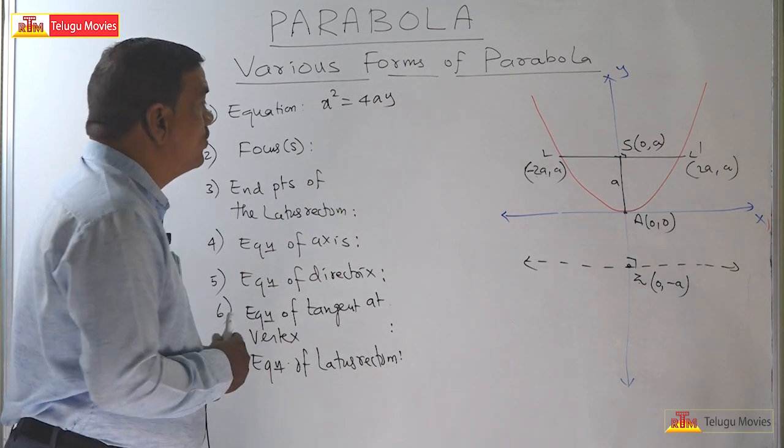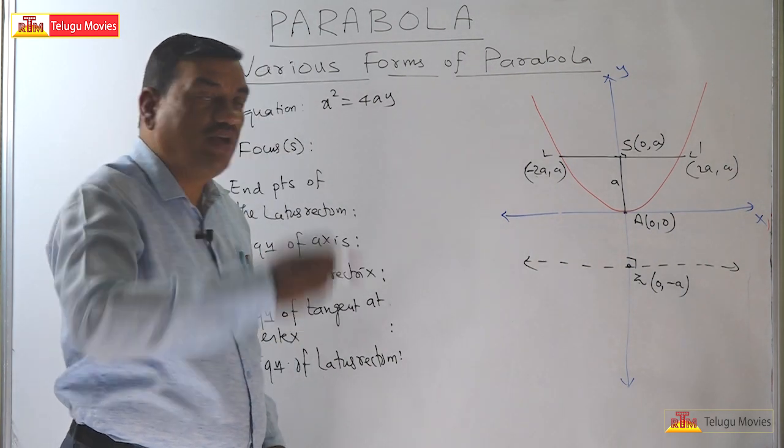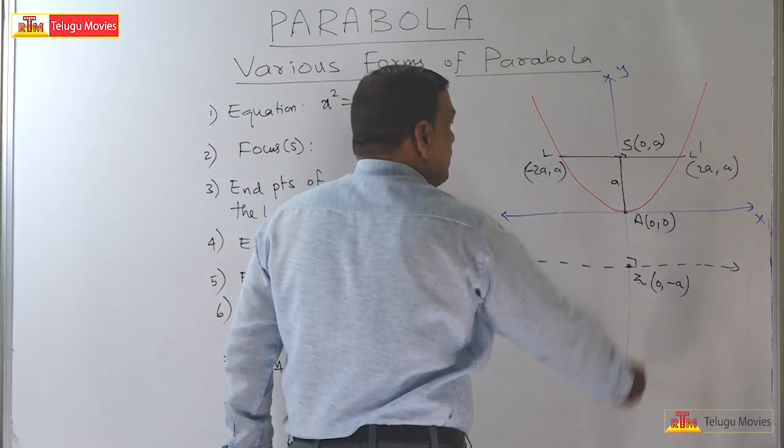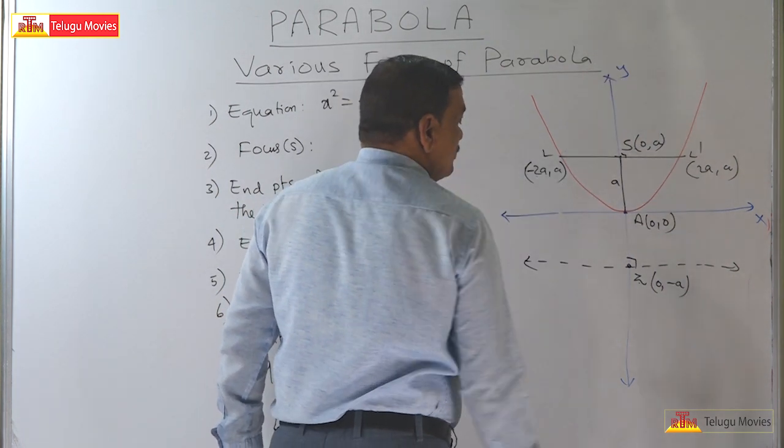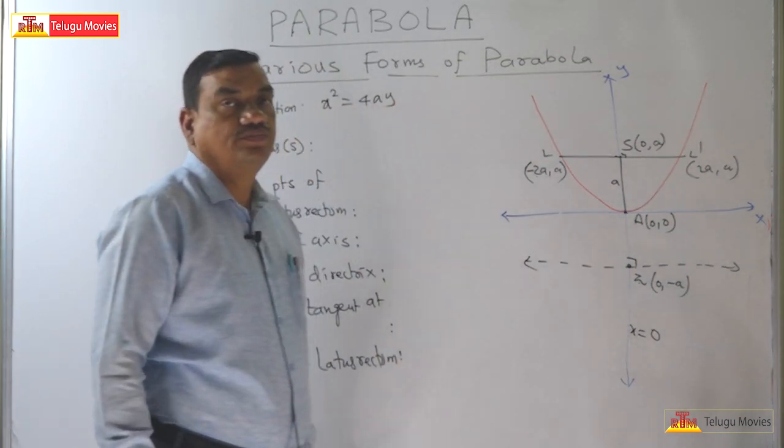Now coming to straight line equations. The first one is the equation of the axis. So this will be the axis, that is the y-axis. Nothing but the equation is x is equal to 0.